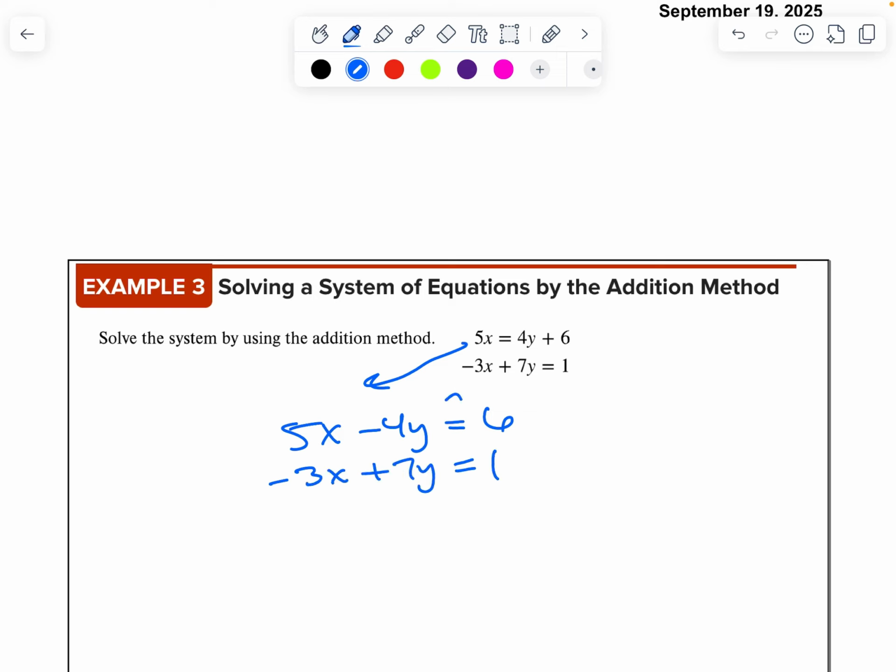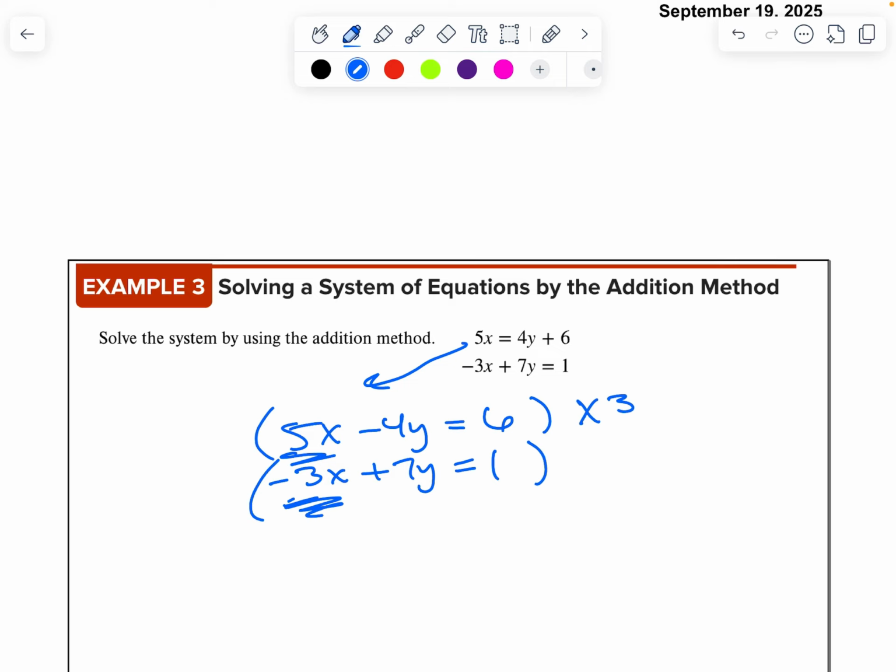And now look, I have everything lined up. The y's, the x's, the regular numbers, the equal sign, everything's lined up just so. Now, can I get the x's or the y's to be exactly the opposite of each other? So what I'm going to do, I'm looking at the x's, okay? And if I can multiply those to get them to be the same but opposite, then I'll have something that will eliminate. So what I'm going to do is take this whole equation and multiply it by 3.